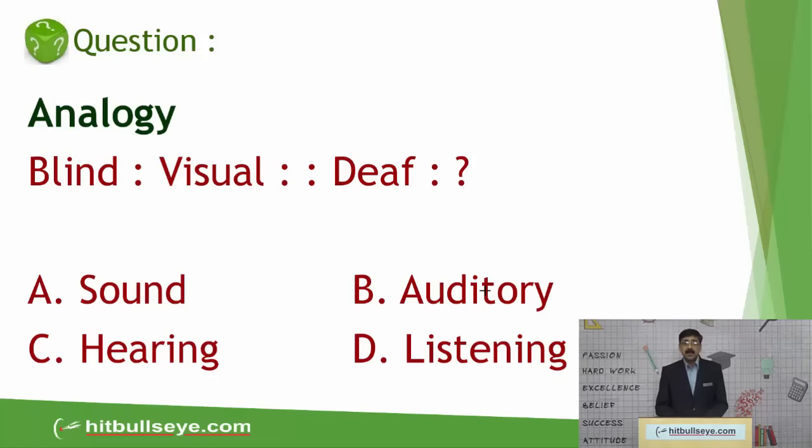Now this question is based on analogy, in which we are given one question pair. We have to crack the relation between question pair. Similar to or analogous to this question pair, we have to find out the answer pair. So question pair is blind is to visual. Similarly, deaf is to what? So visual impairment or impaired person is called blind. Similarly, hearing impaired is called deaf.